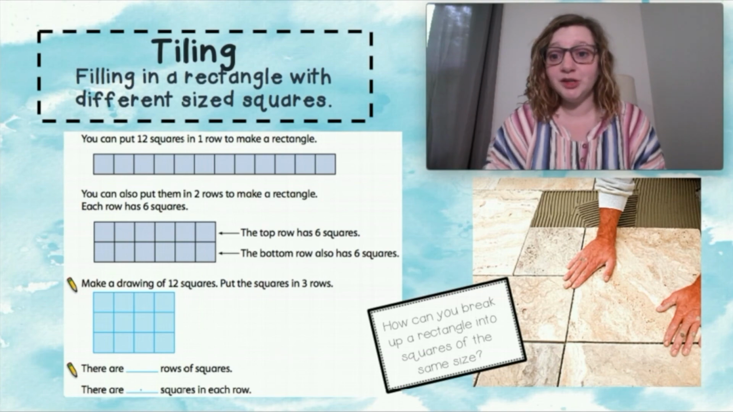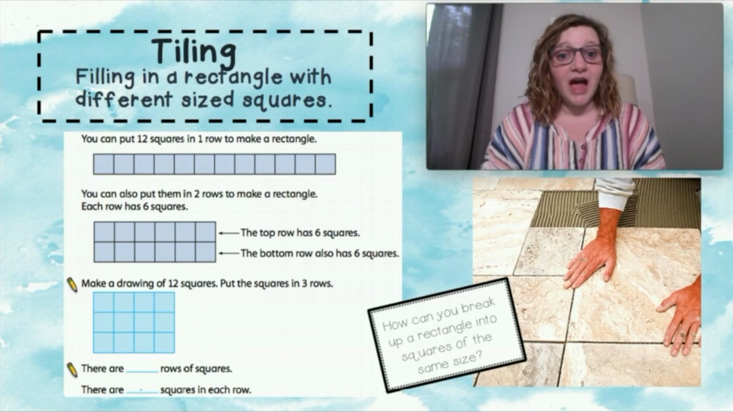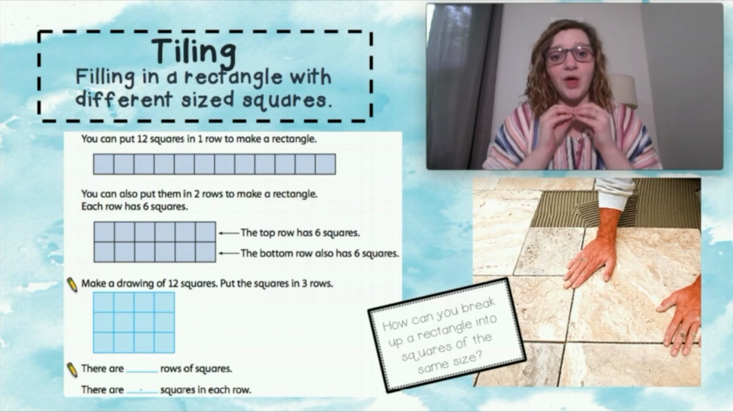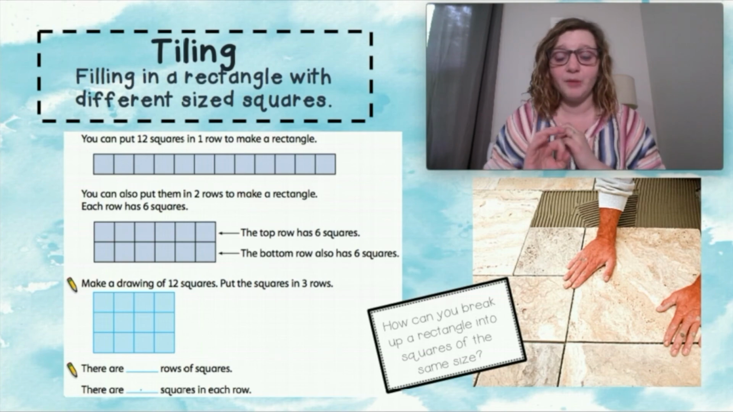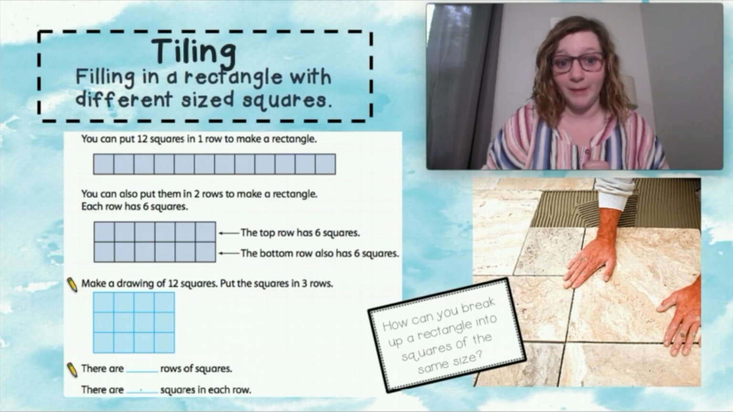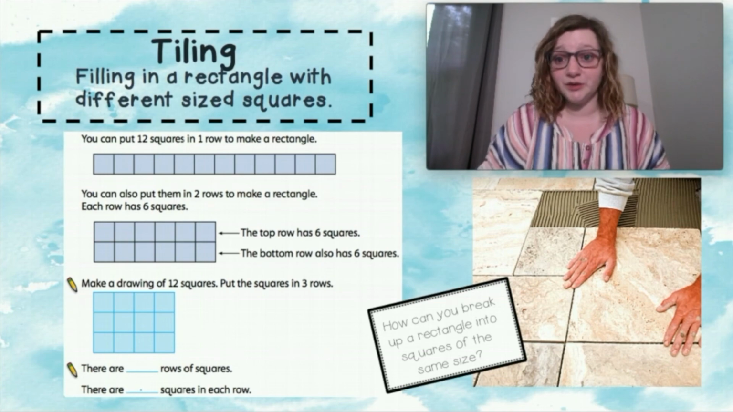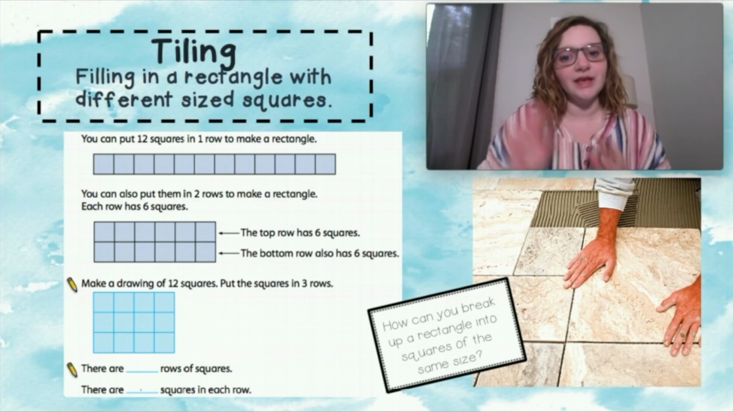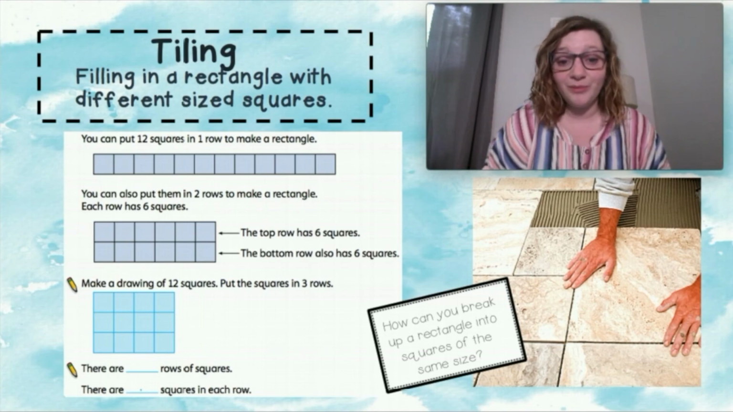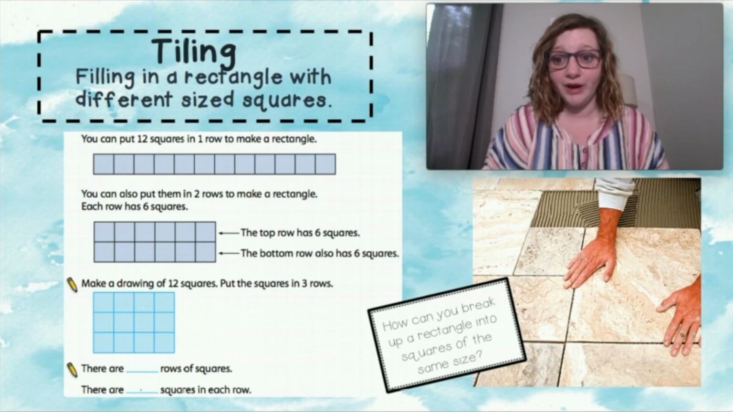So what I want you to do, if you have time, I want you to see if you can find some squares. Maybe you've got some blocks or the little Legos that are a perfect square. See if you can find 12 squares. Maybe you cut them out of paper. Now what we're going to do is we're going to use these squares, if you can, if not, you can look right here. We're going to see how many ways we can make a rectangle using just 12 squares.